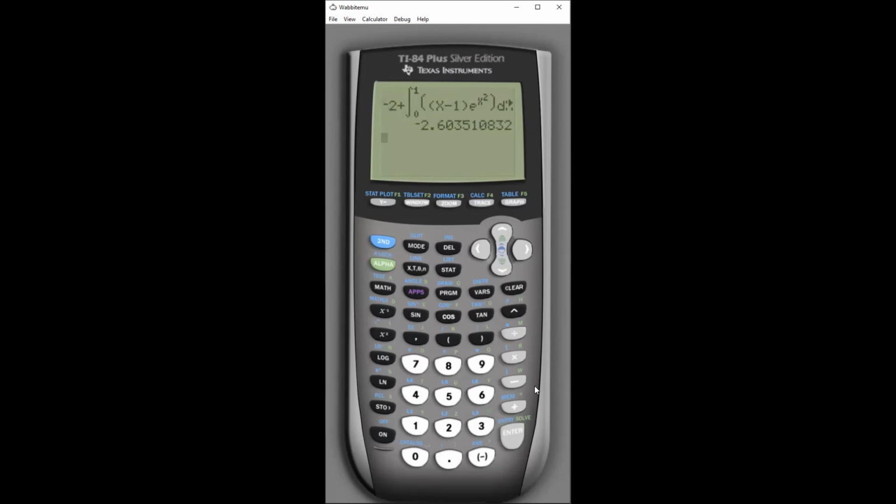And so the value is -2.604. And the y coordinate is 5 plus the definite integral from 0 to 1 of the velocity along the y-axis, which is sine of x to the power 1.5, with respect to dx. And the value is 5.410.